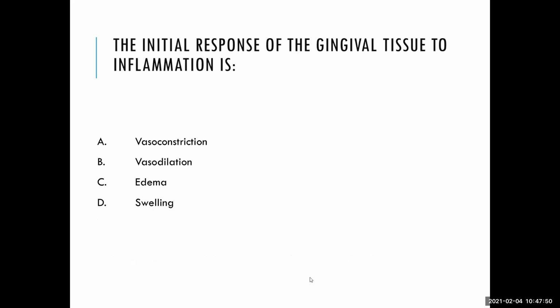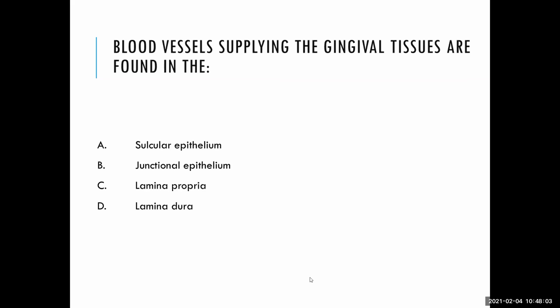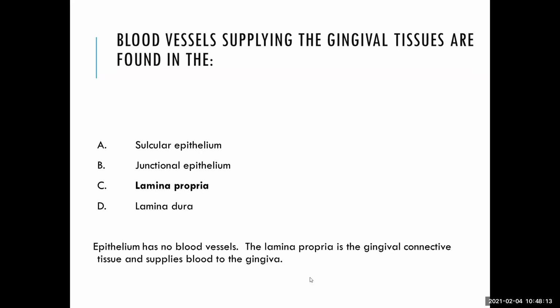The initial response of the gingival tissue to inflammation is? B. Yep, vasodilation. Let's get that increased gingival crevicular fluid. Blood vessels supplying the gingival tissue are found in the? C. Good job. Epithelium has no blood vessels.